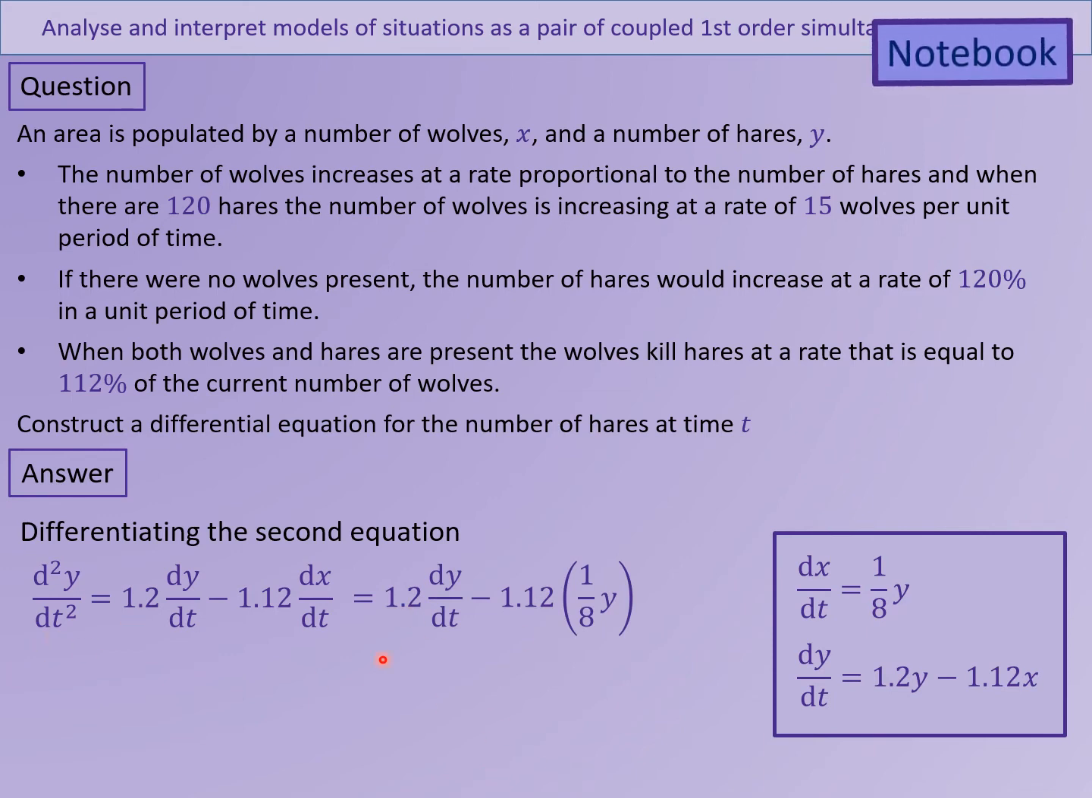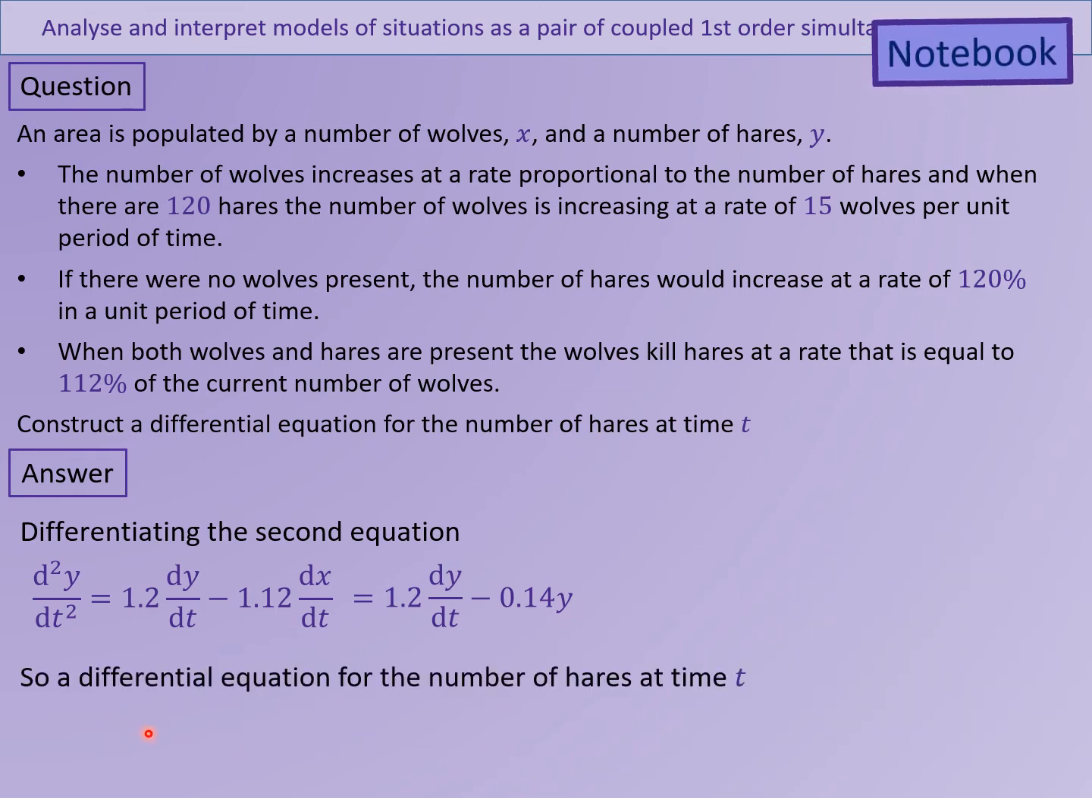So there we go. Can I neaten this up a little bit? Yes, you can. Multiply everything by 100, which might make it a little bit easier. That's just neatening that bit up. But if I multiply through by 100 then, I should get a differential equation for the number of hares. And there we go. Got the y values throughout. So therefore I've got my differential equation for the number of hares.